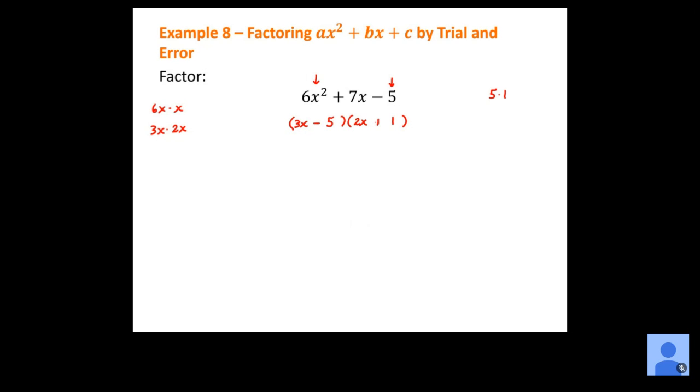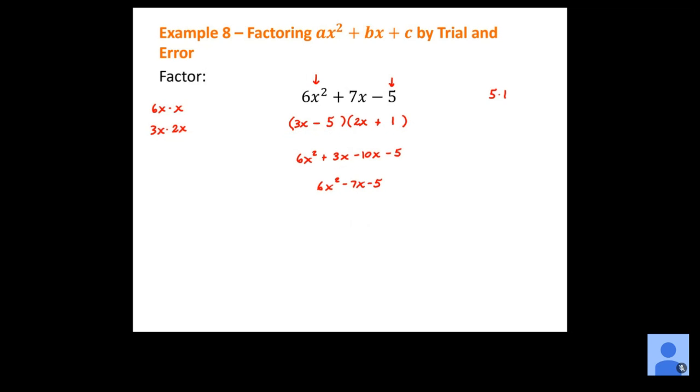I'm going to put the minus here. I'm going to put the plus here. All right, so now we're going to actually FOIL and see what we get. 3x times 2x is going to give us 6x squared. Outer terms, 3x times 1 is going to be a positive 3x. Inner terms, -5 times 2x is going to give us a negative 10x. And then finally, -5 times 1 is a -5. Okay, so my first and last terms definitely look good, the 6x squared and the -5. If I combine my like terms now, 3x minus 10x is actually going to be a -7x. So this gives us 6x squared minus 7x minus 5.